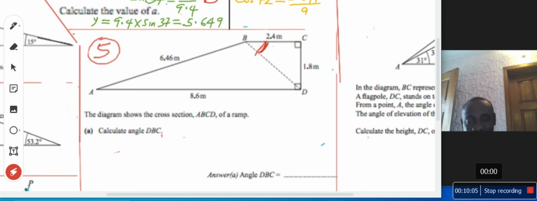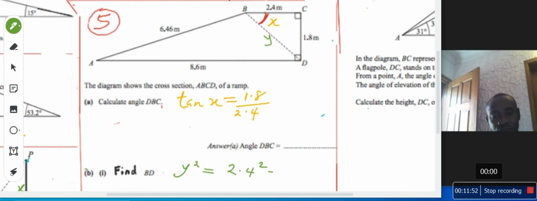So how do we get that? We use Pythagoras Theorem. No, it's an angle. You can't use Pythagoras Theorem when angles are involved. It's a trigonometry ratio. You know this is opposite and this is adjacent, so we use tan. If this is x, we can just do tan x. So tan x, which is DBC, is equal to 1.8 over 2.4.